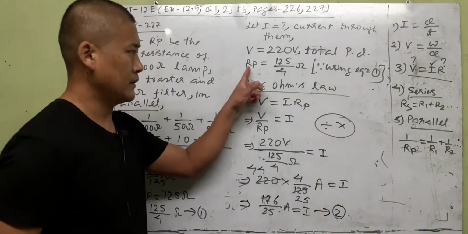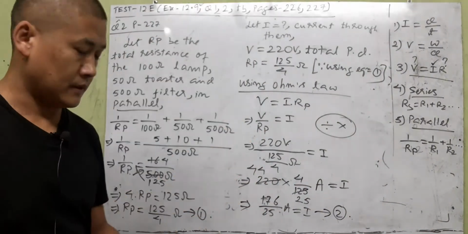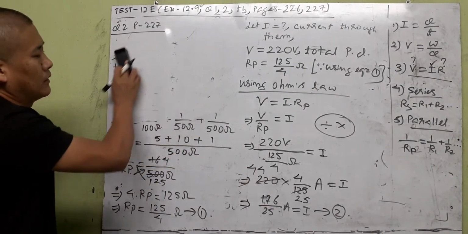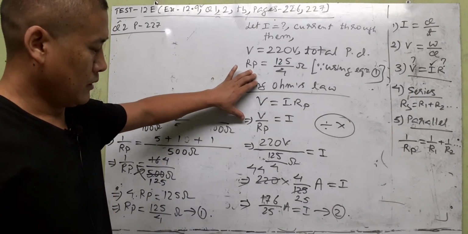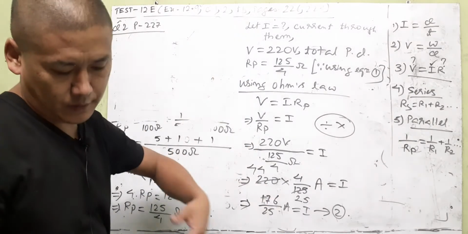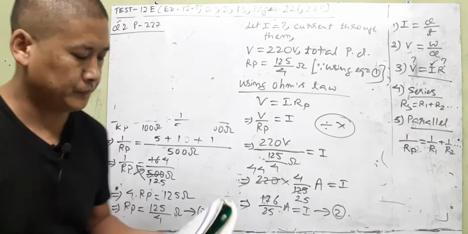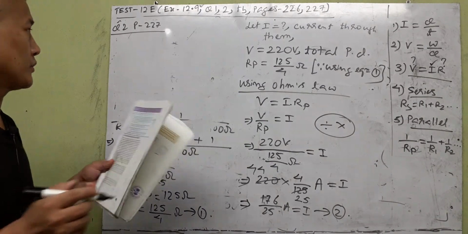So total resistance they asked, we found; current we found. This is the answer, but we have to write in the format the question is asking. So let's go there and see. The question is saying these three put together have this much total resistance and this much total current flowing through them. Then the last sentence: what is the resistance of an electric iron connected to the same source?